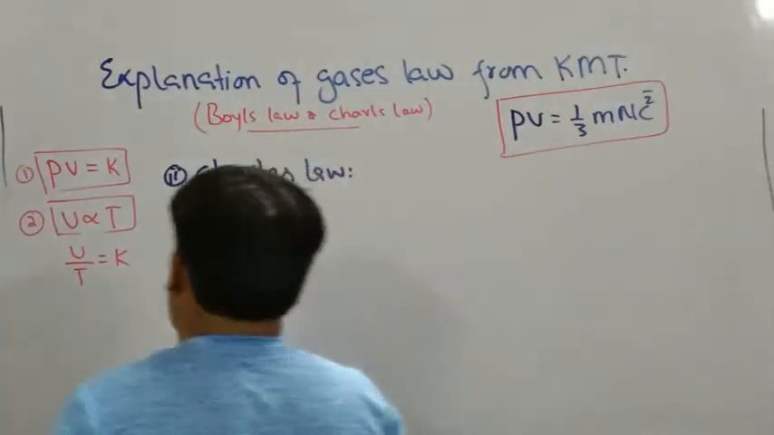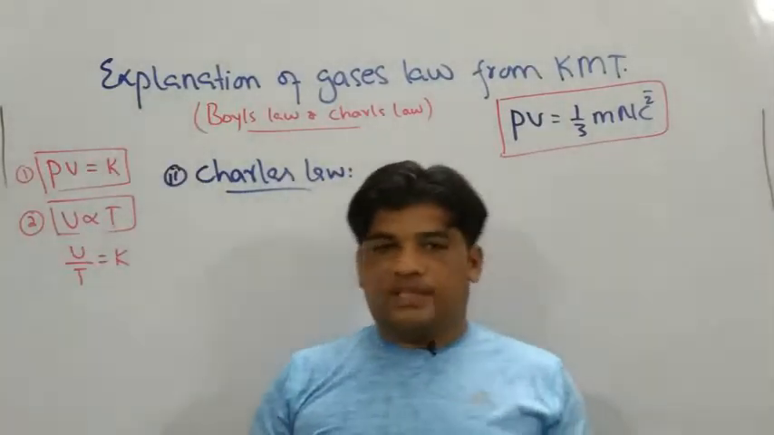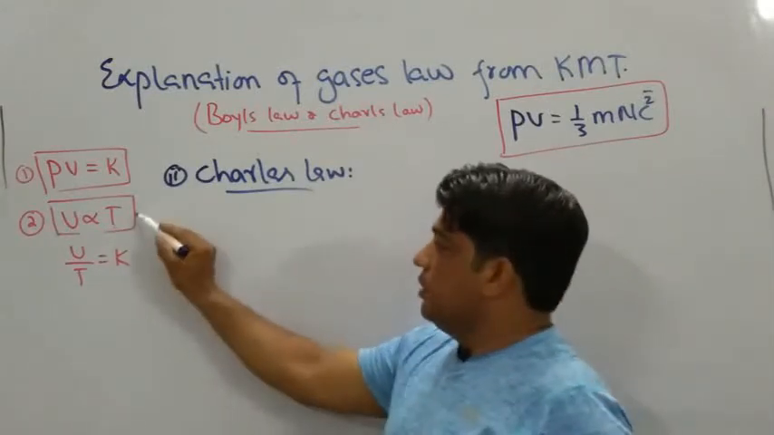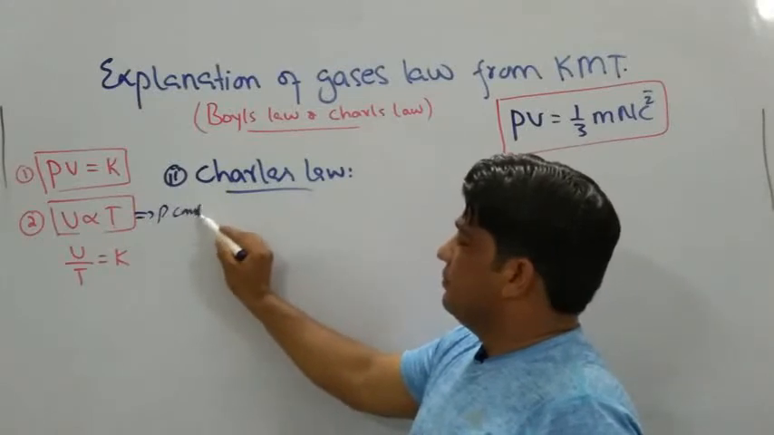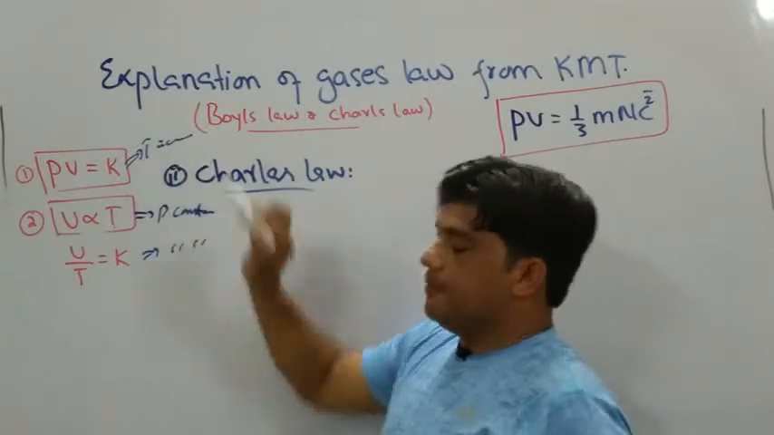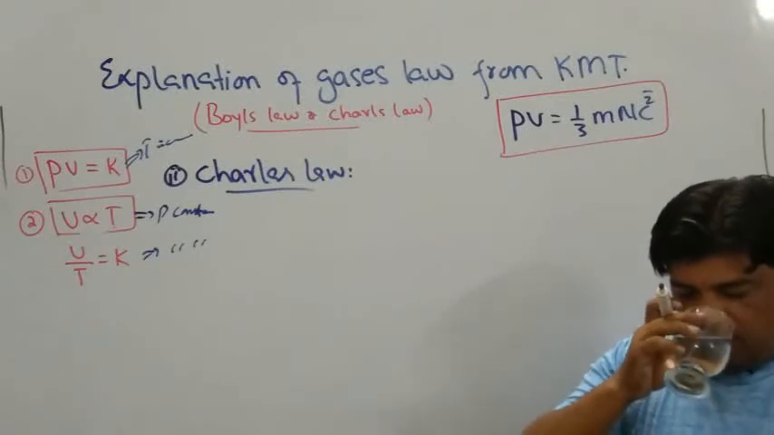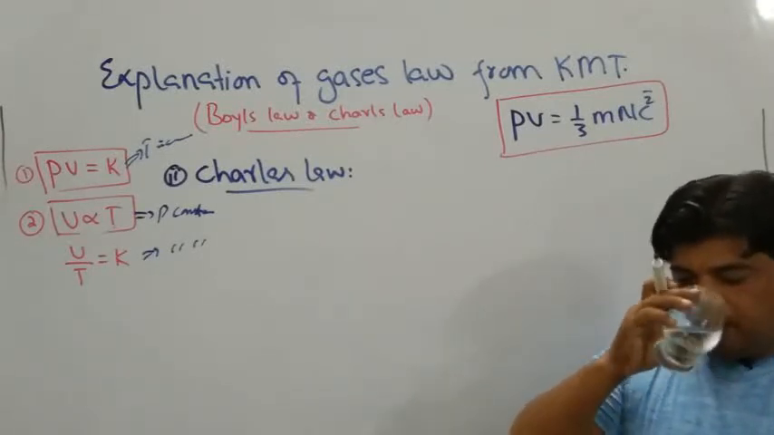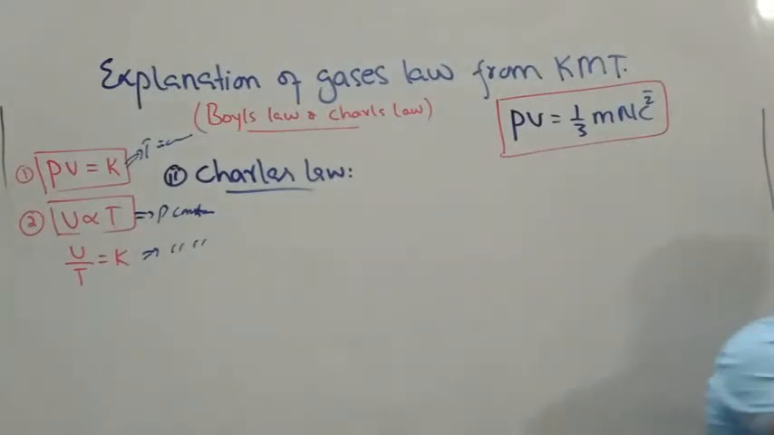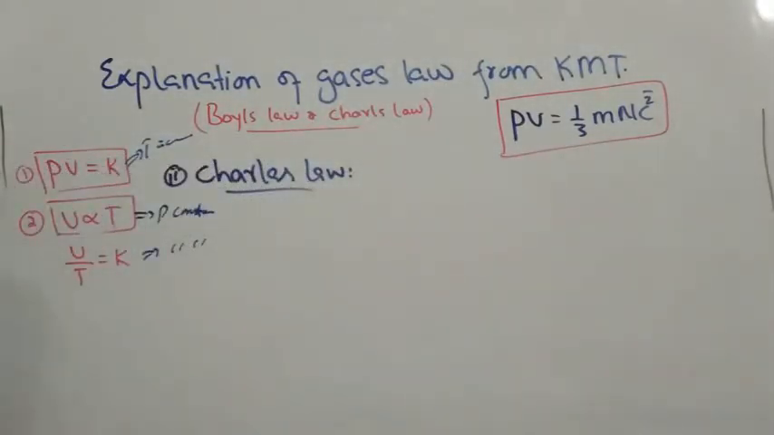Do you know what Charles law is? V is directly proportional to T at constant P. That is Charles law: V/T is equal to K at constant P. Remember, P is constant. Now let me explain Charles law from the kinetic equation.